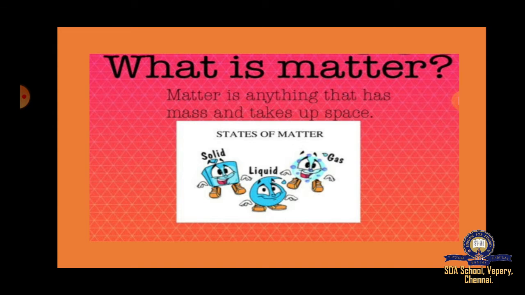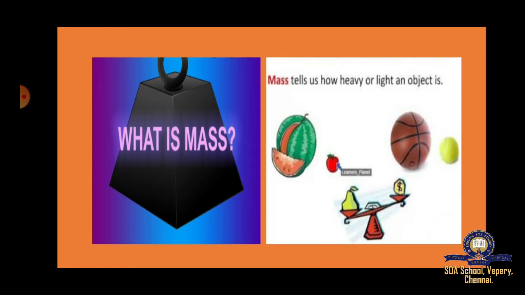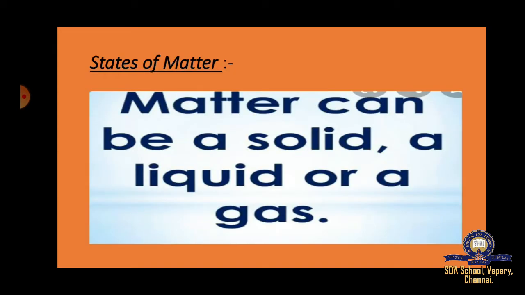Matter is anything that has mass and takes up space. Again we got a new word, mass. Now what is mass? Mass tells us how heavy or light an object is. Whether the object is heavy or light, we can know by mass. Now we'll see states of matter.